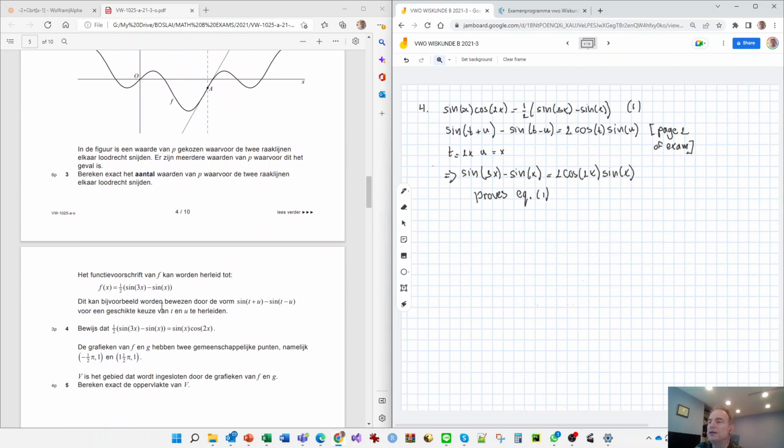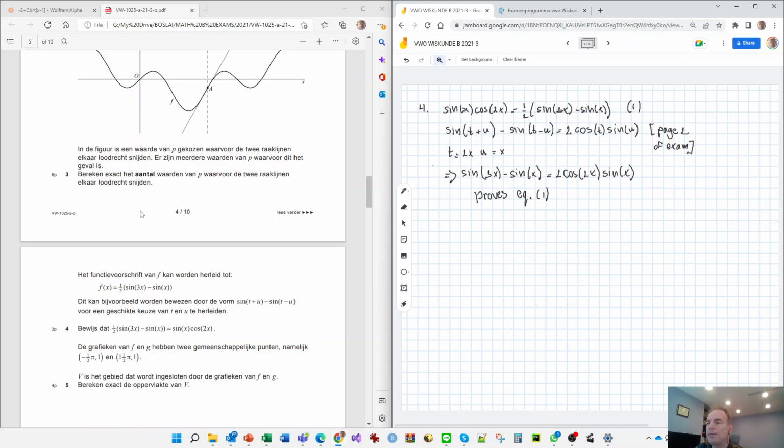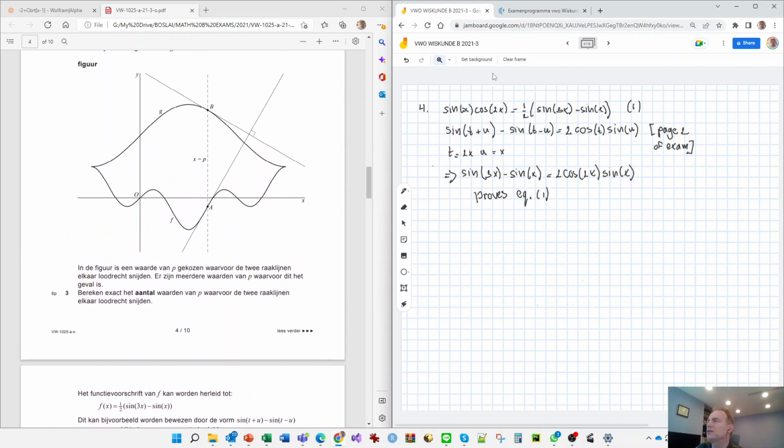Then they say that these two functions have two common points, minus 1/2 pi 1 and 3 pi over 2 1. So that must be these 2 points here. So they kind of close in a certain area, and they call that phi. And they ask, calculate exactly the area of phi. So no graphic calculators.